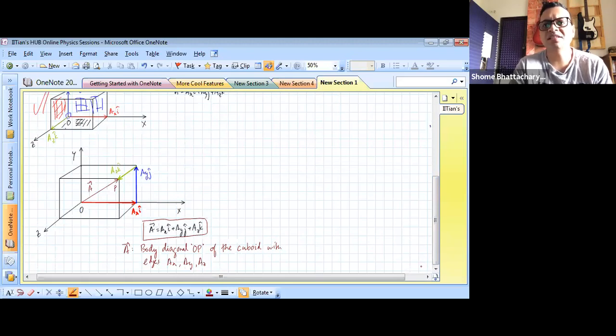Example is just take Ax, Ay and Az as some numbers. So those numbers are just the edge lengths. So suppose it is 2 i cap plus 3 j cap plus 2 k cap. So those edge lengths are just 2, 3 and 2 again.